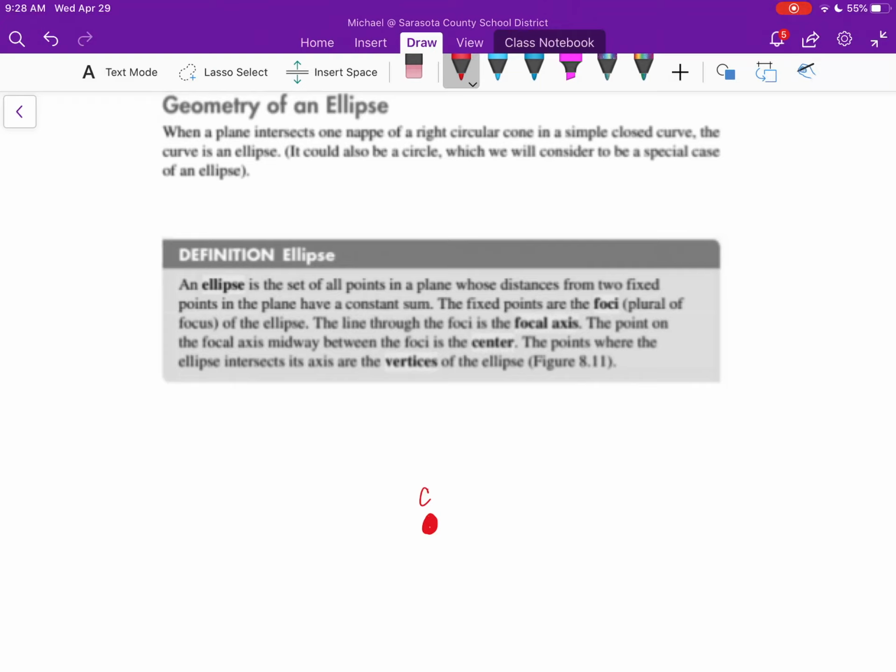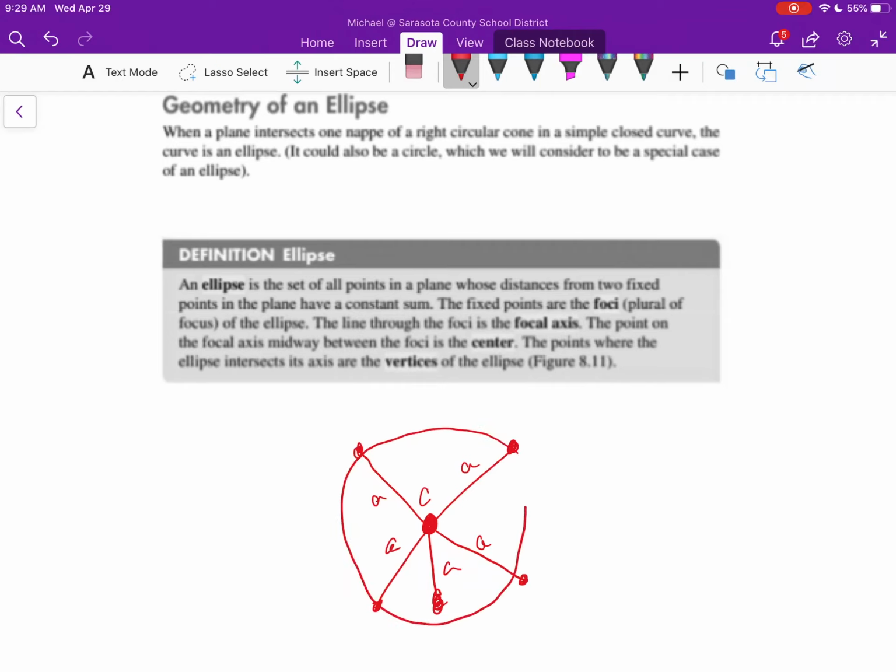Well, if you imagine that from a fixed point, C, I could have a distance that goes out here. We'll call it A. A distance that goes out here, also A, and here, also A, and so on and so forth. And all of those exact same distances would help us create our circle. So you could say that it's the set of all points that are equidistant to a fixed point.